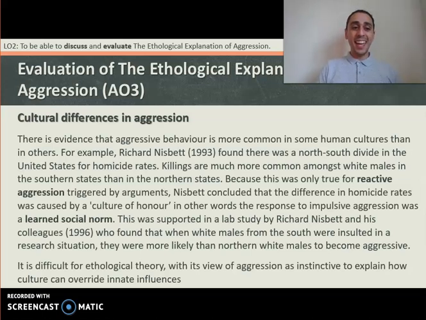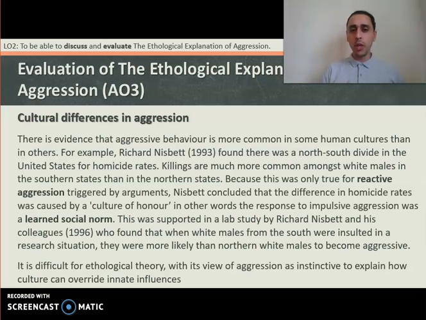Is it difficult for ethological research, with its view of aggression as intrinsic, to explain how culture can override innate influences? What this research by Nisbet is essentially saying is that white people from the north and from the south should be genetically similar. They should have similar survival tactics, right? Because they would have survived over millions of years just as everyone else has done. So they should have the same genetically determined survival mechanisms in their body.